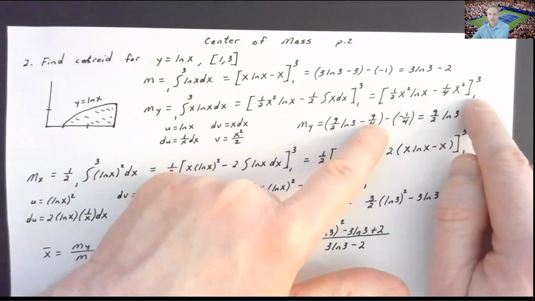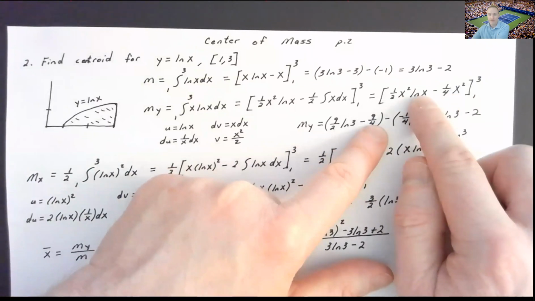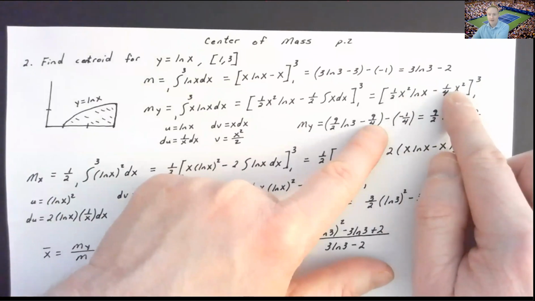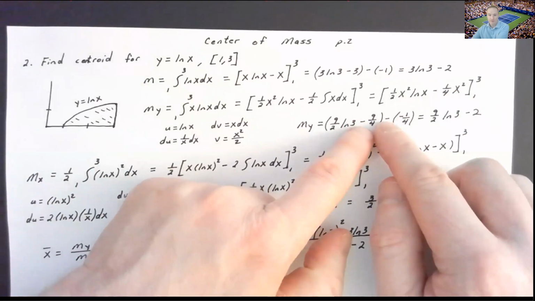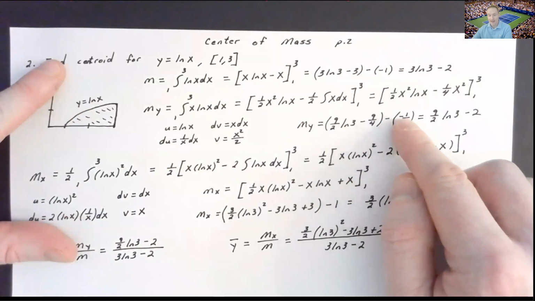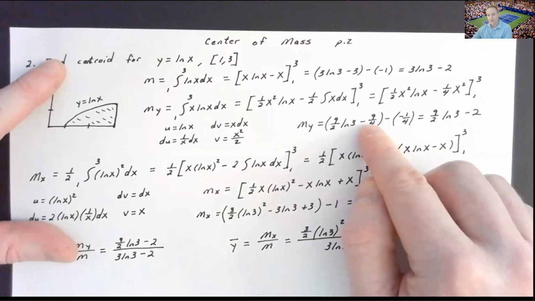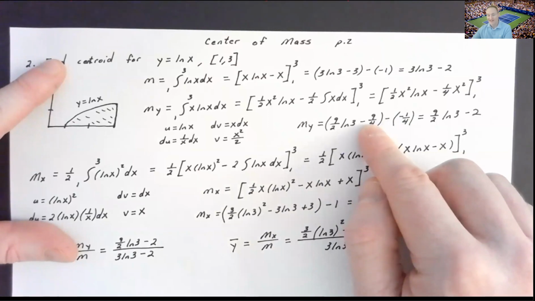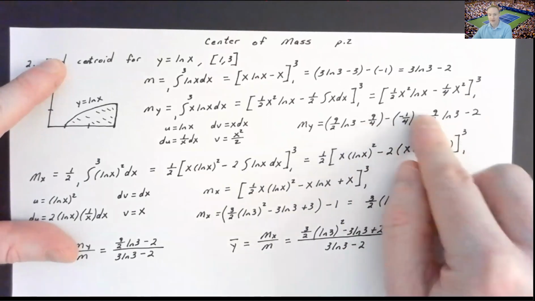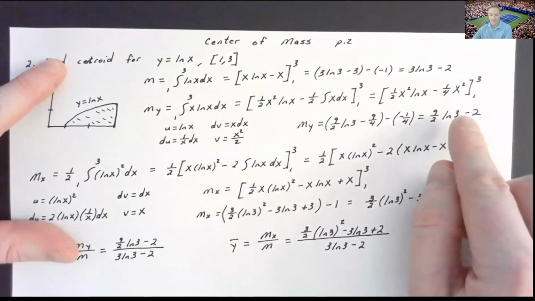When you plug in the 1, all the first term cancels because the natural log of 1 is 0. But the last term, you're still going to have a minus 1/4 times 1. Well, you're subtracting because it's the lower limit of evaluation, and then it's a negative inside. Minus a negative 1/4 gives me plus 1/4. That's going to cancel out with one of these minus 9/4 and gives me minus 8 over 4, which is just minus 2. So I can say that's a simplified moment about the y-axis answer there.